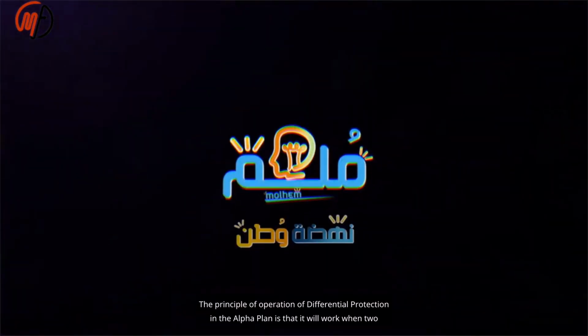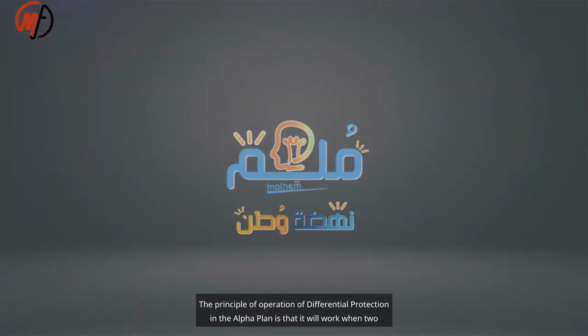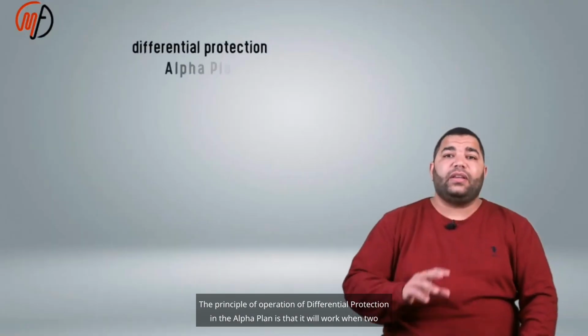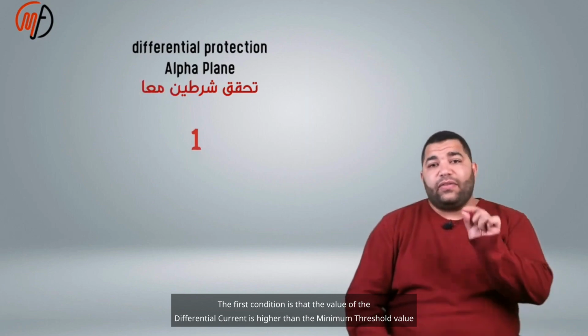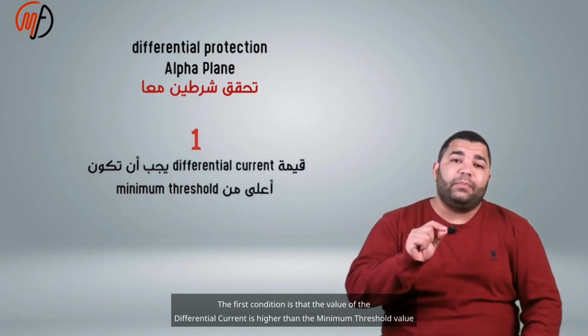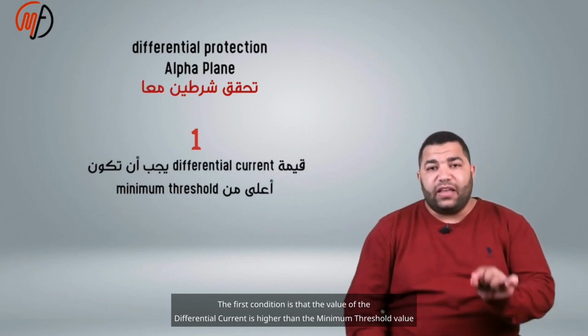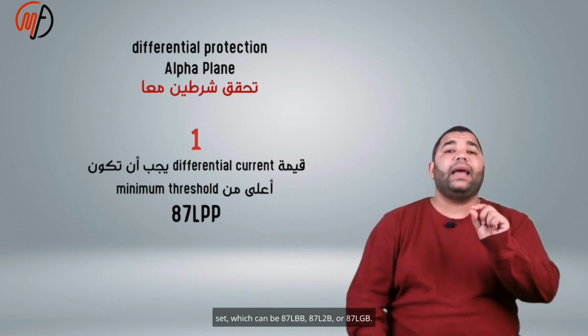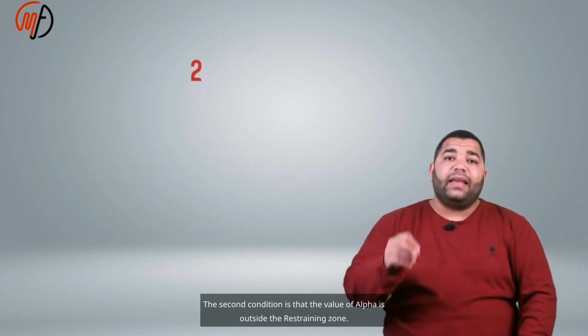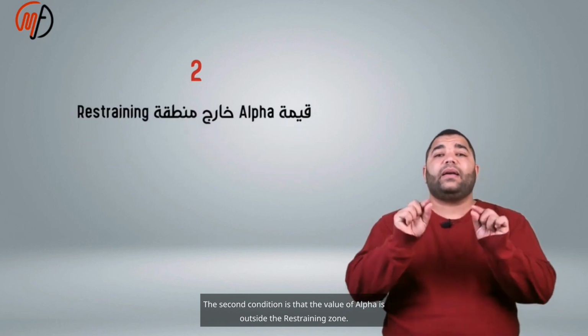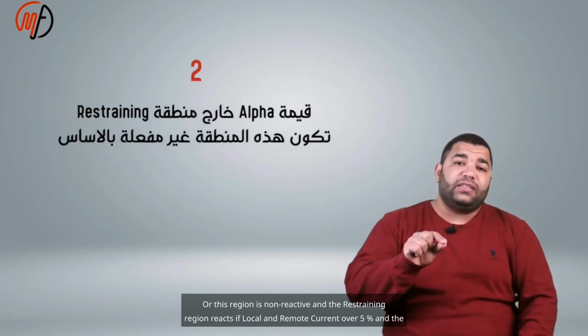The principle of operation of differential protection in the alpha plane is that it will work when two conditions are met simultaneously. The first condition is that the value of the differential current is higher than the minimum threshold value set, which can be 87LBB, 87L2B, or 87LGB. The second condition is that the value of alpha is outside the restraining zone.